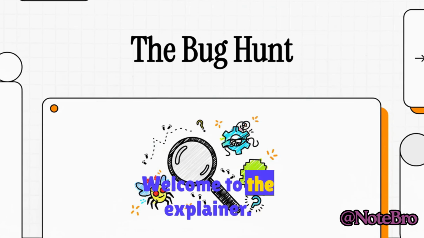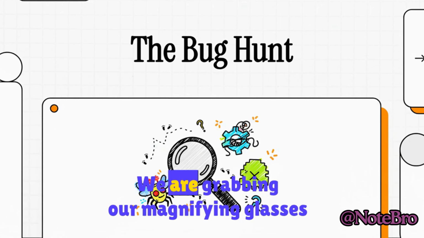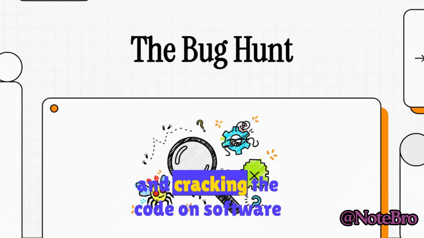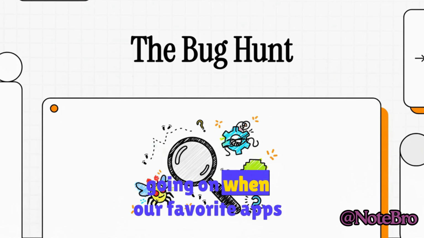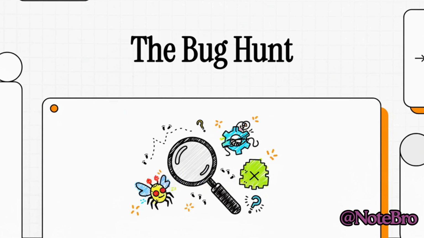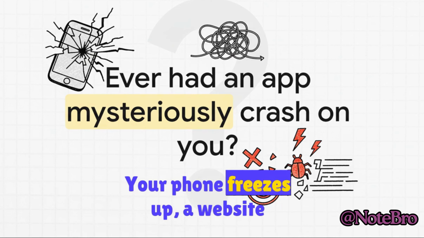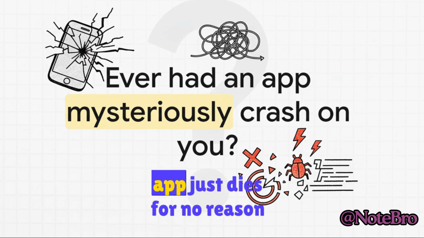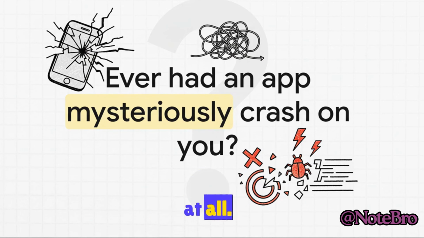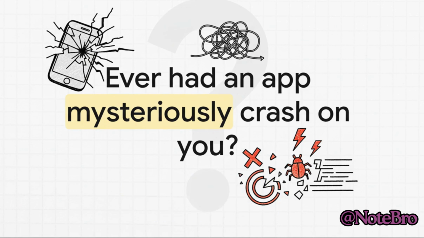Welcome to The Explainer. Today, we're going to go on a bug hunt. Yeah, we're grabbing our magnifying glasses and cracking the code on software testing to figure out what's really going on when our favorite apps just crash and burn. I mean, you've totally been there, right? Your phone freezes up, a website just won't load, or your favorite app just dies for no reason at all. It's so frustrating. Well, that moment, that's our crime scene for today's investigation.